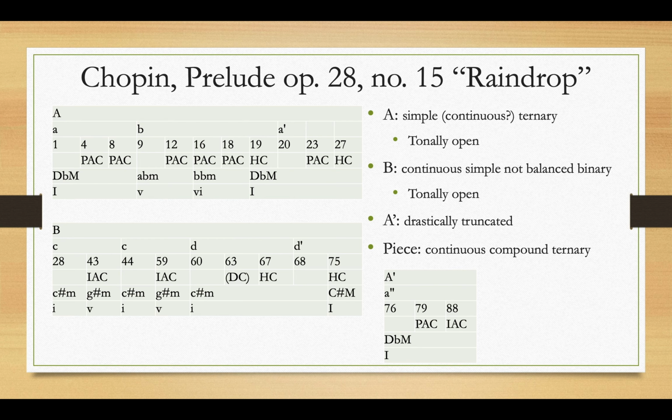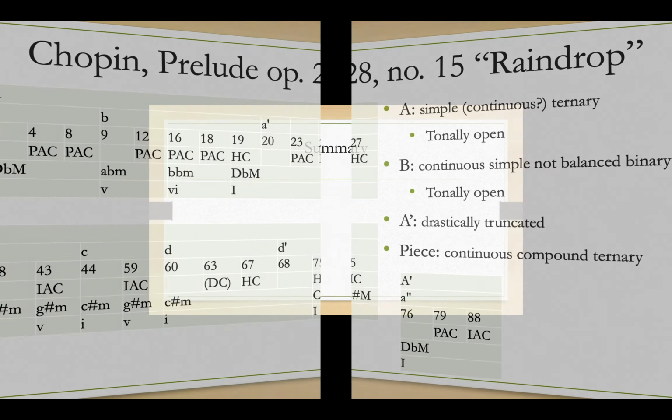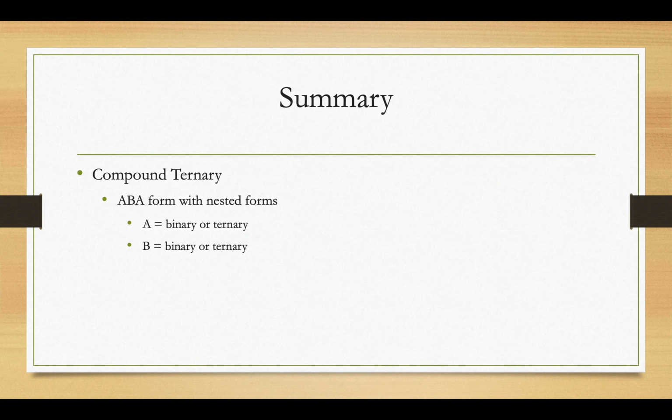Zooming out to the piece as a whole, this entire prelude is a continuous compound ternary. The initial A section is tonally open, the B section is tonally open, and it's only that final A prime section, as truncated as it is, that finally reaches tonal closure, ending with an IAC at the end of the piece. To summarize, compound ternary is an ABA form that has nested forms inside of it.